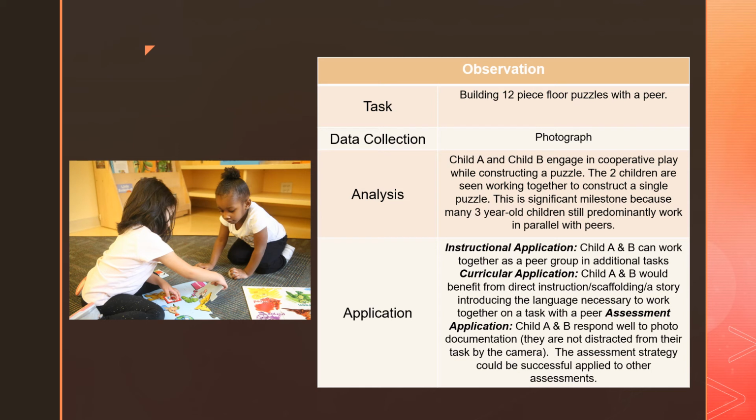My possible instructional application is child A and B can work together as a peer group in additional tasks. The curricular application is that child A and B would benefit from direct instruction, scaffolding, or a story, introducing the language necessary to work together on a task with a peer. Once children start engaging in cooperative play, they often need linguistic support, language support on how to actually do that, how to negotiate things like sharing and turn taking. Listening to someone else's idea, those kinds of language and social emotional interactions.